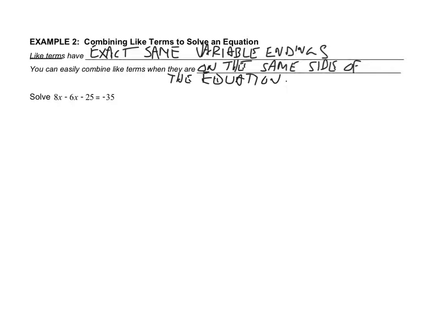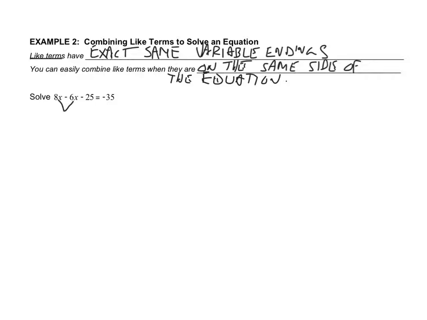So here's an example. Solve 8x minus 6x minus 25 equals negative 35. The very first step that you want to do, before you start trying to think about moving things across from the left side to the right side of the equation or the right side back to the left side, is to combine your like terms. So x's can be added or subtracted to other x's. I'm going to combine everything on that side first before I start trying to move things.